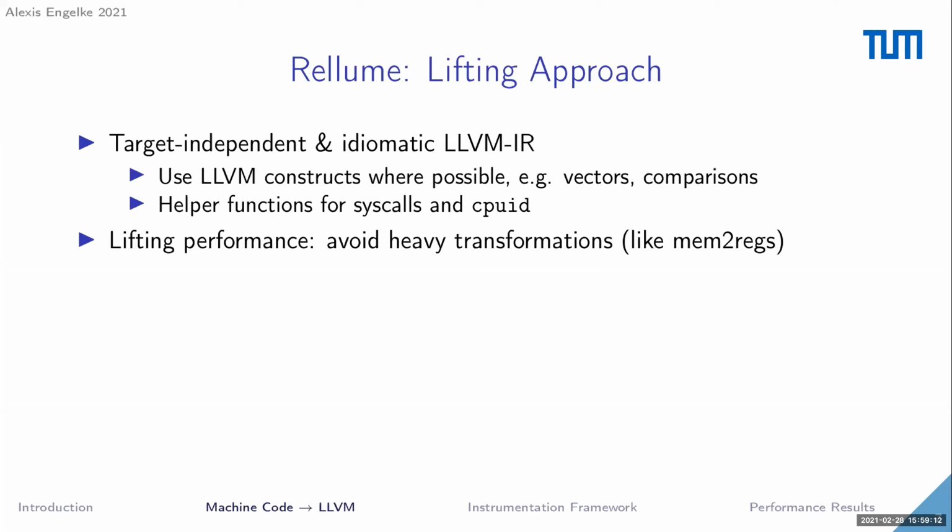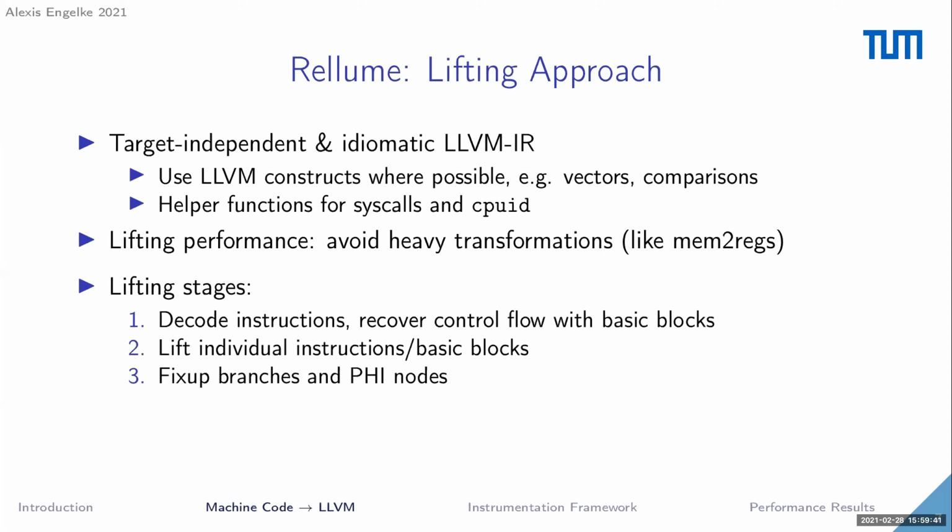The other key point is that we care about performance. So we try to avoid heavy transformations like mem2reg. For example, for the mem2reg case, we just generate phi nodes directly and avoid such transformations. So essentially running one time instcombine, DCE and simplify CFG is usually sufficient to get very fast code out of it. So how does it work?